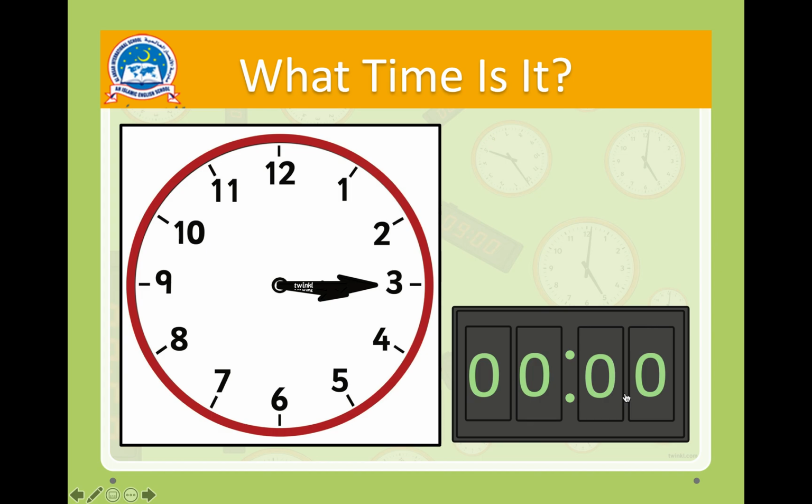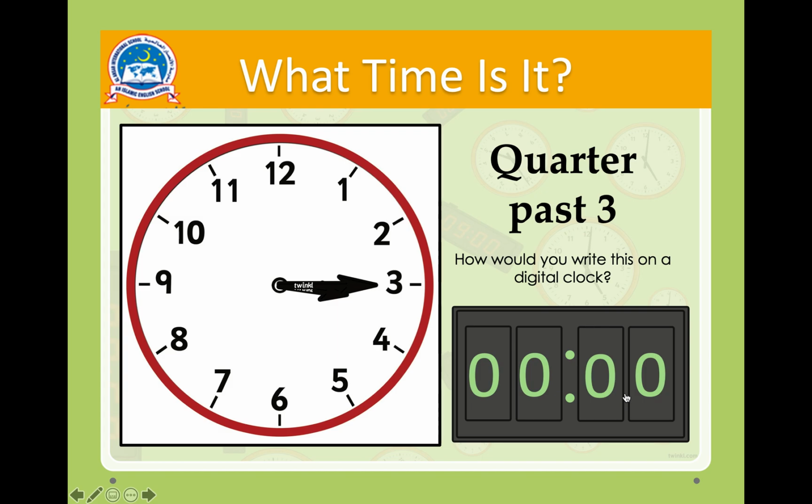Let's take a look at this example. Can you guess what time is on the clock now? If you've guessed that the time is 3:15, you are correct. Well done. Now we need to change the time on the digital clock. If you've guessed that our hour would be 3 and our minute would be 15, well done. You are a star.